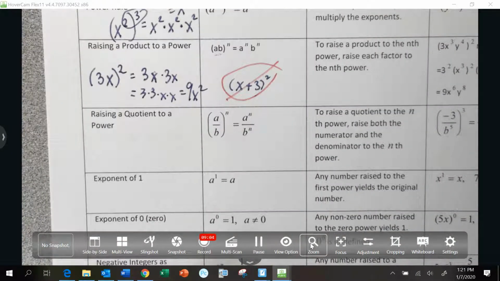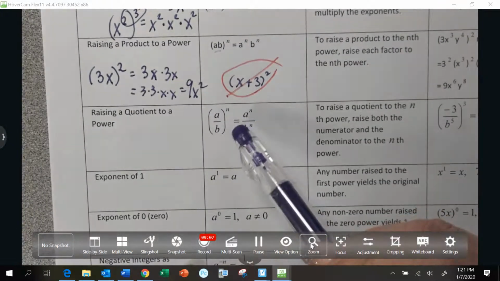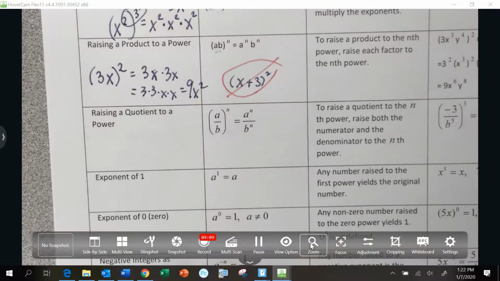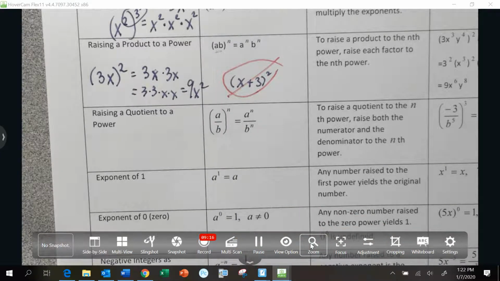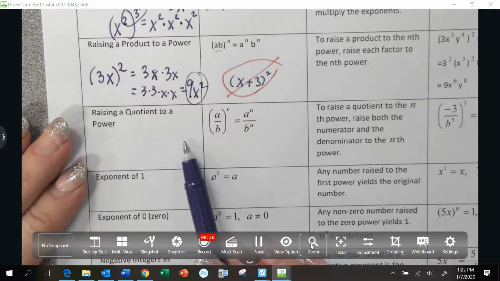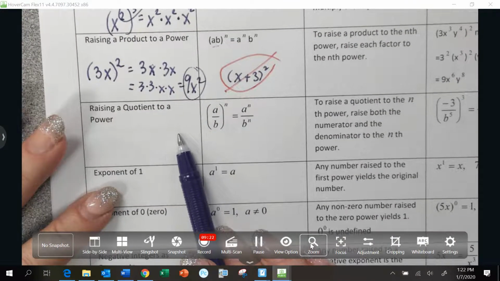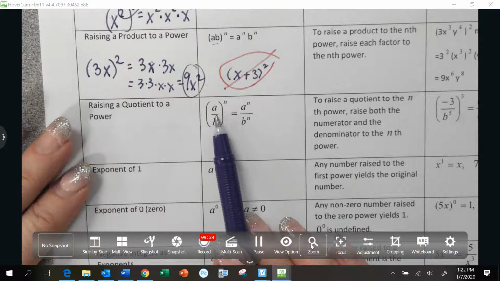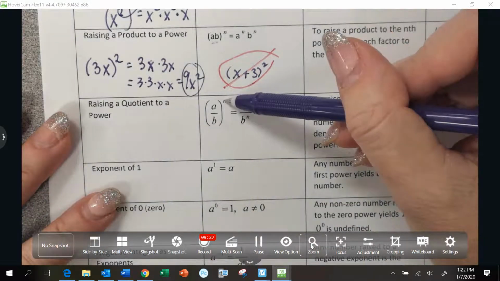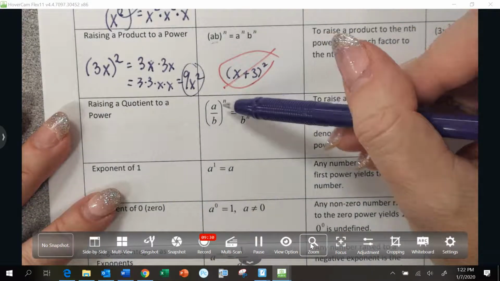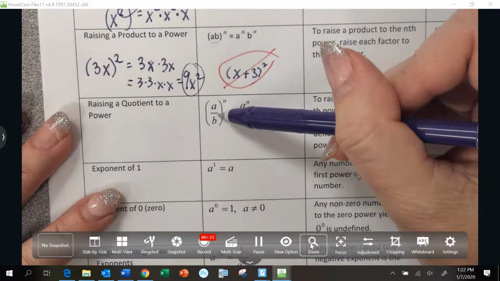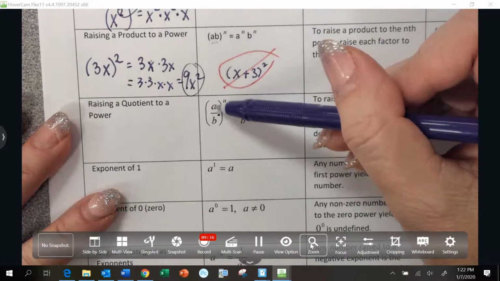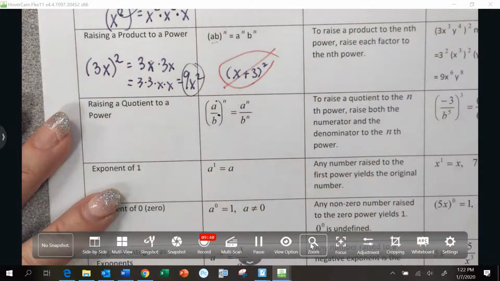All right, and then the next one is quotient to a power. So, sorry, 3x squared was 9x squared. Yeah. So the next one is a quotient, and because division and multiplication are basically the same thing, I can use the same shortcut that says if we're dividing, distribute that power to both the numerator and denominator. This will work as well.